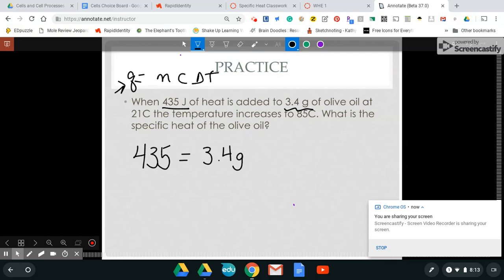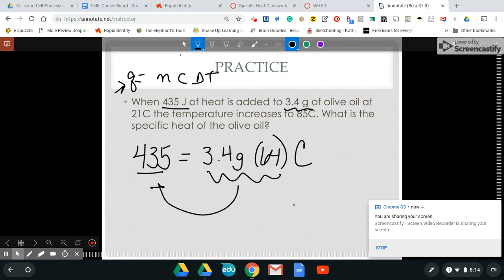It's the final minus the initial. Don't worry if it says that it's cooled and you get a negative, don't ever use the negative. Just look at the change in temperature. All right, so my change in temperature is 64, and I'm still looking for C. So multiply these and then divide it into that.